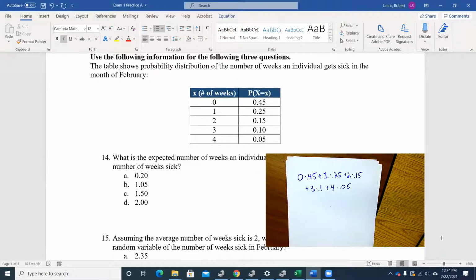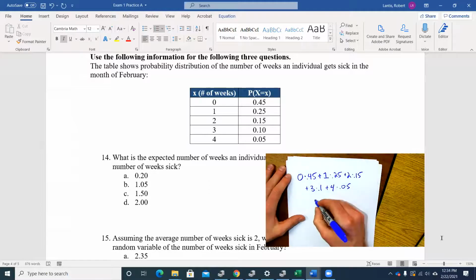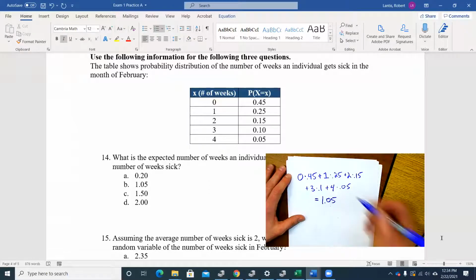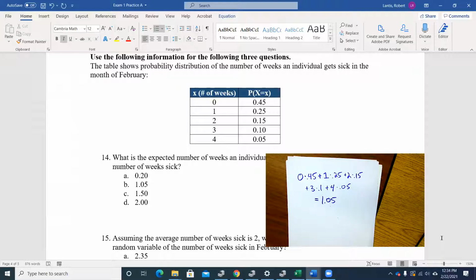I think this is 1.05, but I could be wrong. So let me actually get this into my calculator. So 2 times 0.15 plus 0.3 plus 1. Just to double check myself. Yeah, so sure enough, if we get this entered into our calculator correctly, we should get that mean expected value of 1.05. Okay.